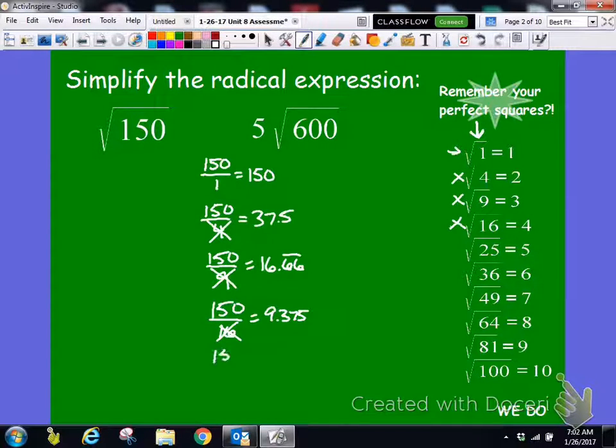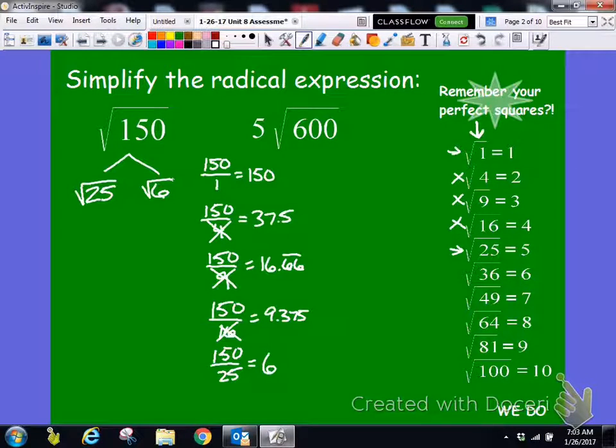Next up, 150 divided by 25. 150 divided by 25 equals 6. So yes, 25 works. Now, for the sake of this problem, I'm going to stop there because I know that's as high as I can go. So my factors of 150 are going to be 25 times 6, and I cannot forget to put my square root symbol back over it.